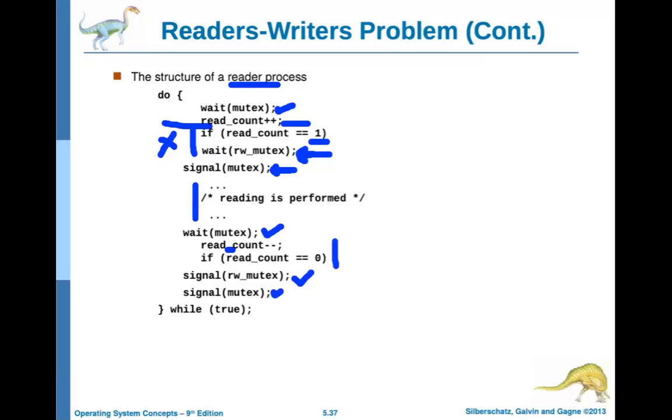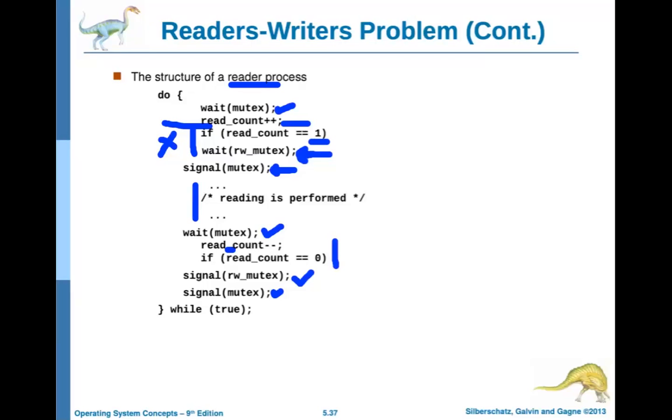What does it mean? Can anybody put it on chat? Read count is decremented, and if read count equals 0, what is the meaning? The meaning of this is very simple. This is the last reader. See, if read count is equal to 1, that means only one reader is there. If read count is equal to 10, that means 10 readers are there. Now, if read count is decremented, that means it was 1 and it becomes 0. That means it was the last reader.